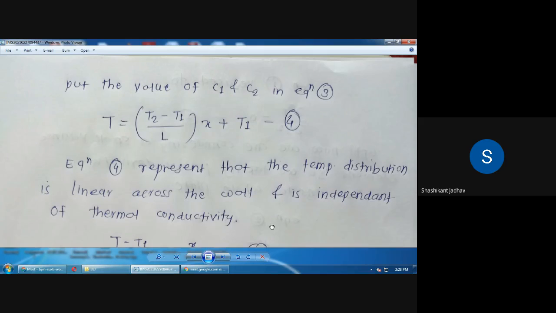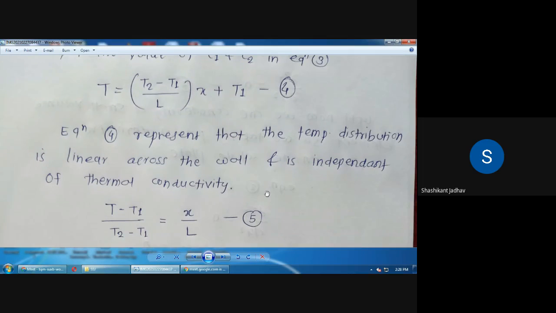Again, how to rewrite this equation? Equation 4 आपण कसं लिहू शकतोय, हा T1 लेफ्ट हँड साइडला घ्या, T मायनस T1 होईल, हा T2 मायनस T1 हा लेफ्ट हँड साइडला आल्यानंतर कुठे जाणार आहे, डिनॉमिनेटरला. So (T minus T1) divided by (T2 minus T1) is equal to x by L. That is equation number 5. Write down equation number 5.